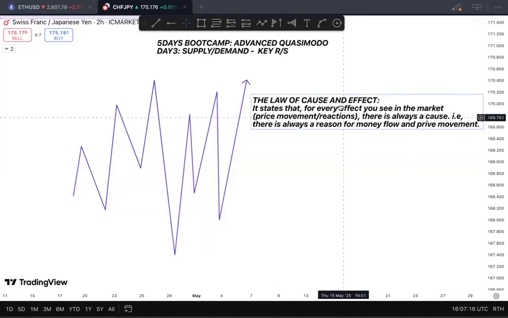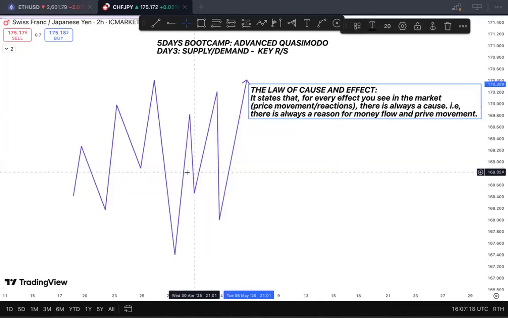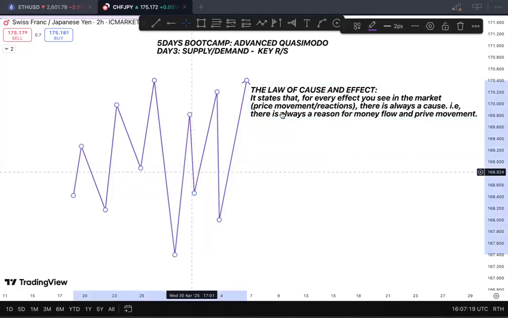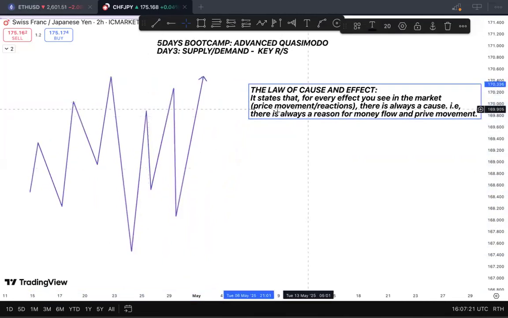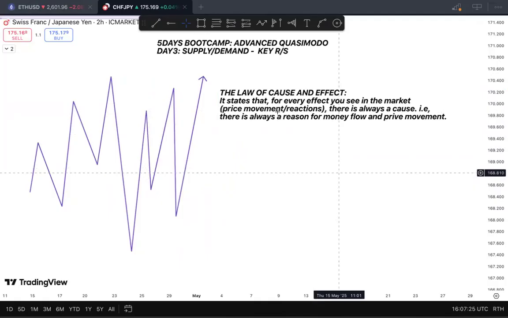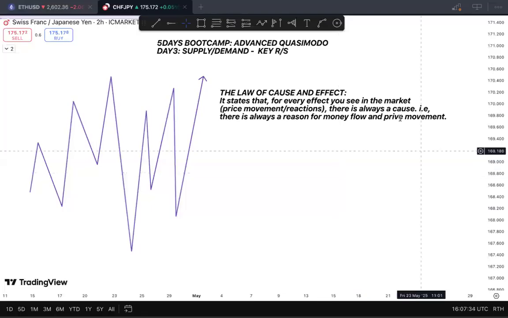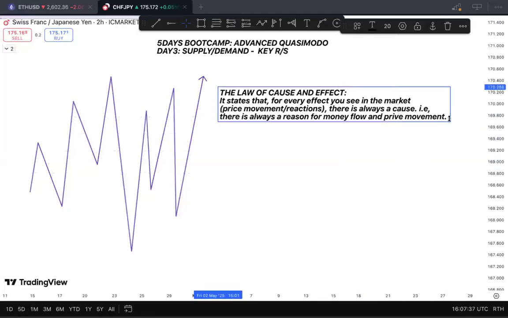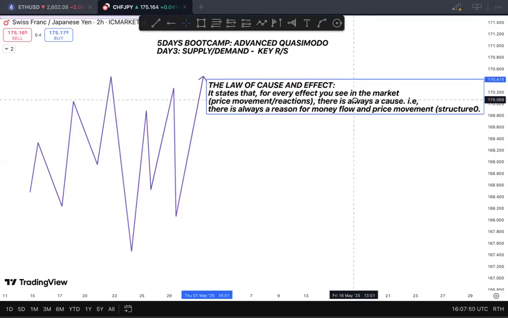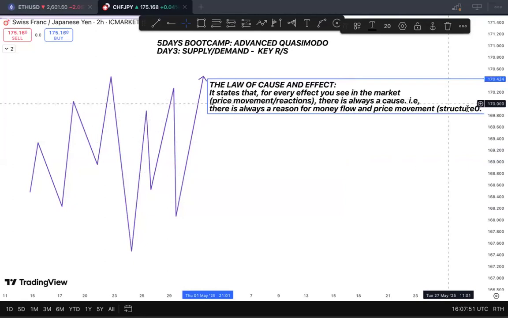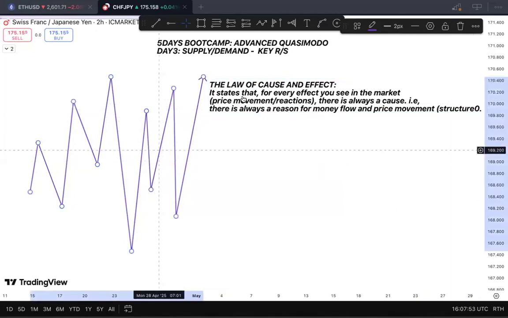So there is a law called the law of cause and effect. This law states that for every effect you see in the market, open bracket, price movement and reactions, there is always a cause. That is, there is always a reason for money flow and price movement. We can say structure.